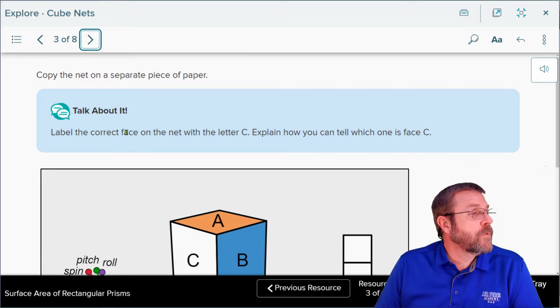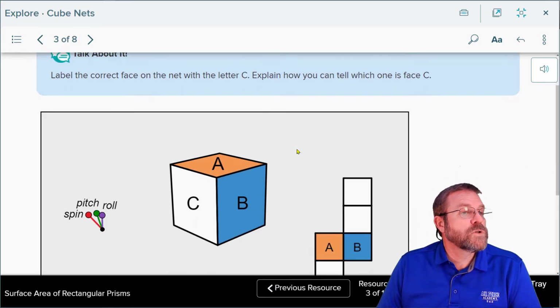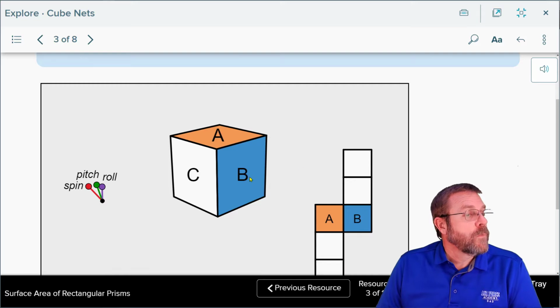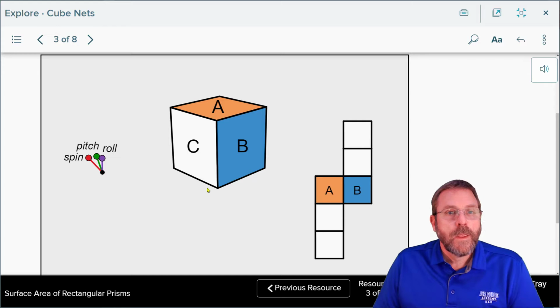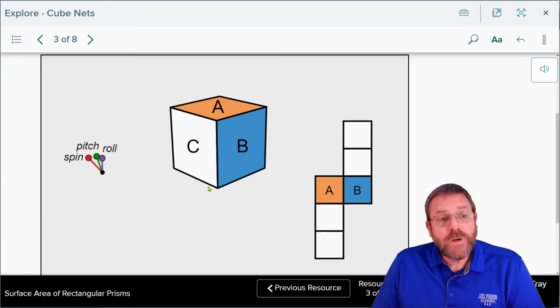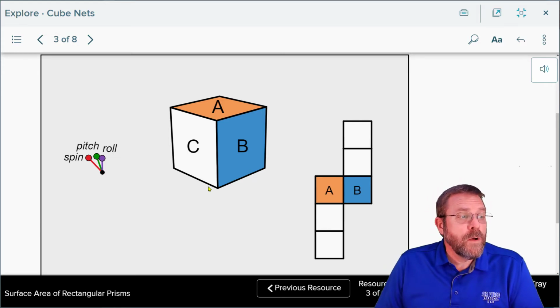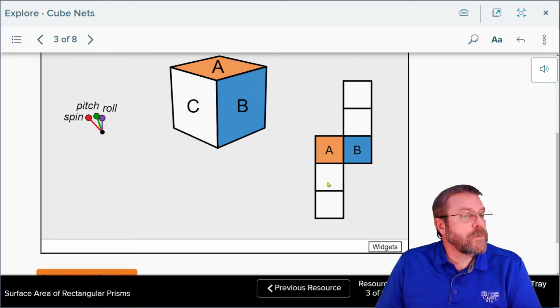Now it says label the correct face of the net with the letter C. Explain how you can tell which one is going to be letter C. Well, we can see that A and B come together right here, and C is going to be a point where A and B come together. So in reality, C could technically be one of 2 different sides.